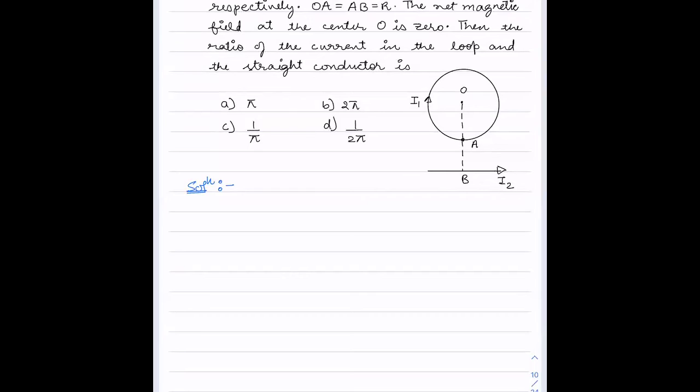See here, the net magnetic field at the center must be 0. So the magnetic field due to the coil must be equal to the magnetic field due to the conductor, a straight wire. The magnetic field due to the coil and the magnetic field due to the wire will be the same. Then only the net magnetic field value will be 0.